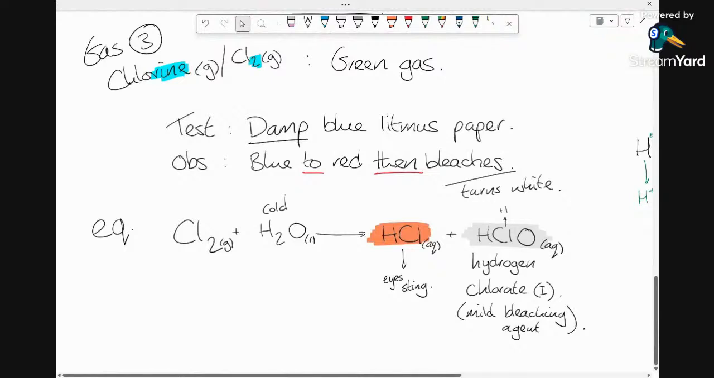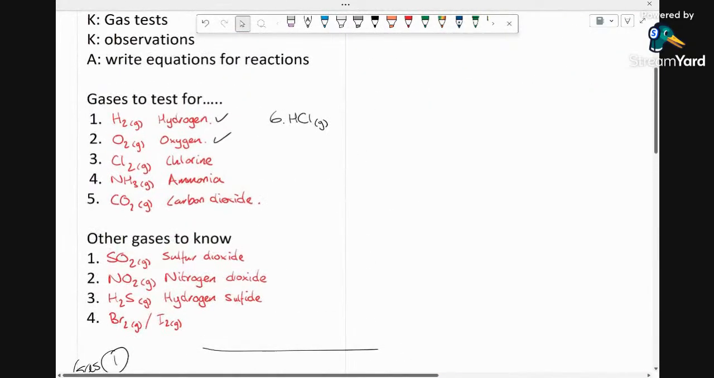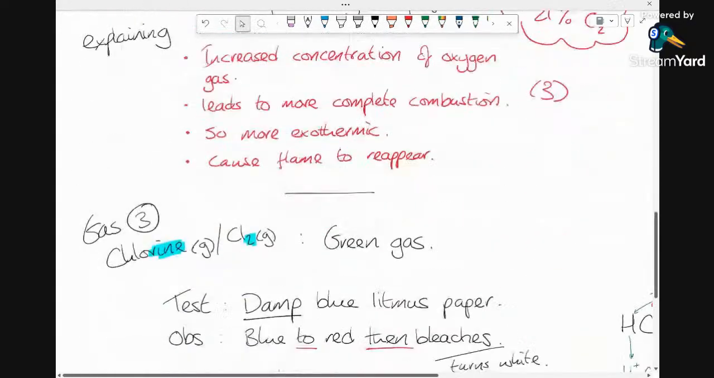Notice, by the way, I'm not calling it hydrochloric acid. HCl in water is hydrochloric acid. As a gas, it's hydrogen chloride. Okay, let's move on to the next one. Oxygen gas done, chlorine done. We're moving, smashing it. Right, ammonia. Let's move on to the next one.